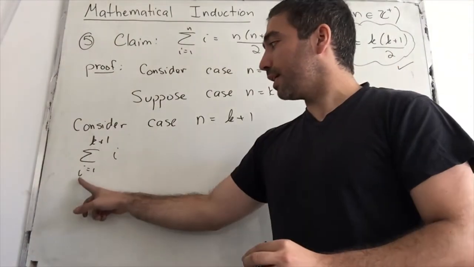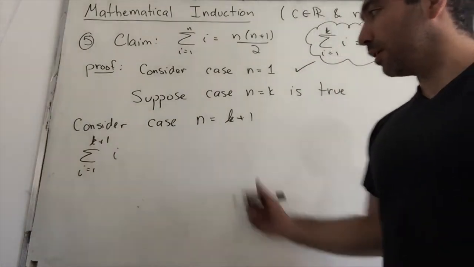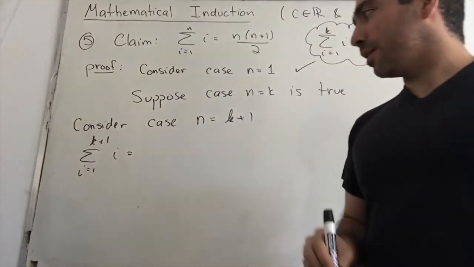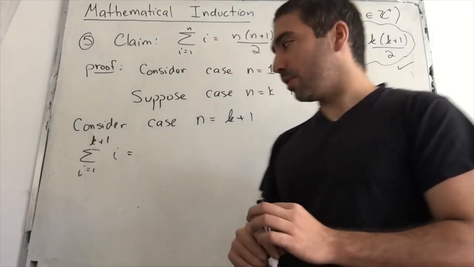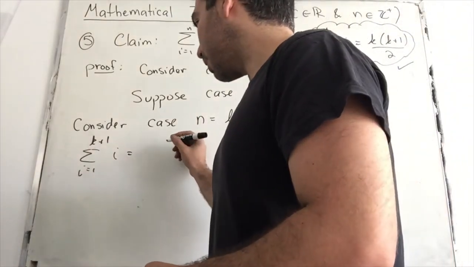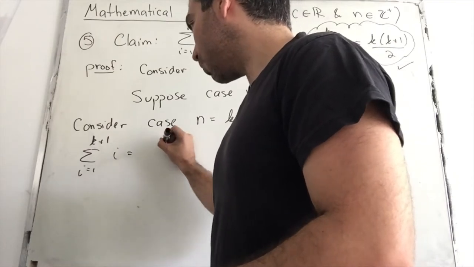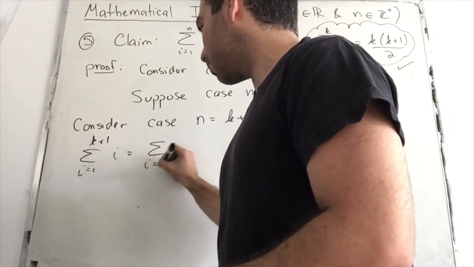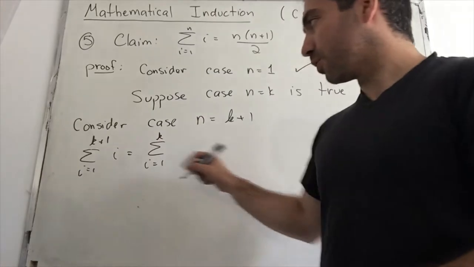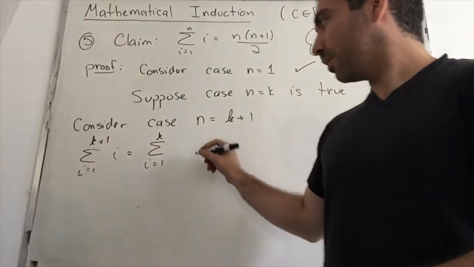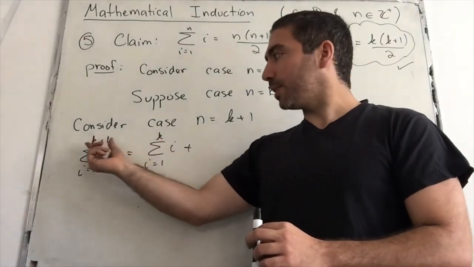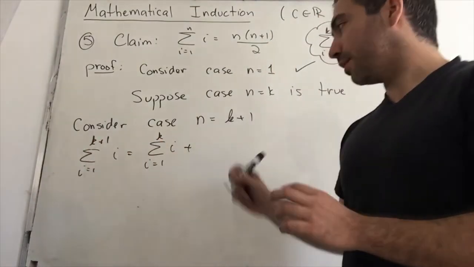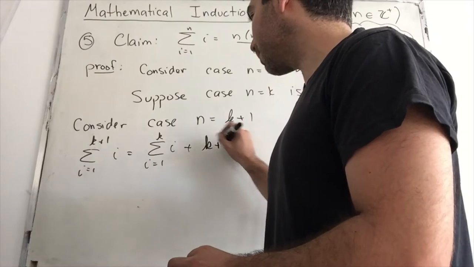So consider this case, this to this. And what we're going to do is separate this. We're going to stop right before the last term. So we're going to consider this as the sum of i equals 1 to k. So we're stopping one short from the last one of i, plus what would the last term give us? Well, the last term is k plus 1. So what's sticking out is just the k plus 1 term.